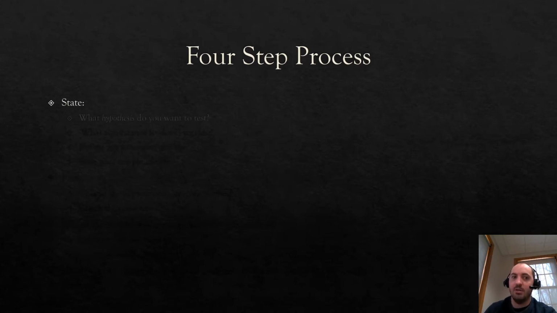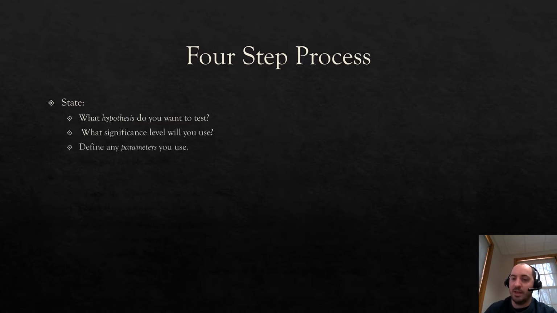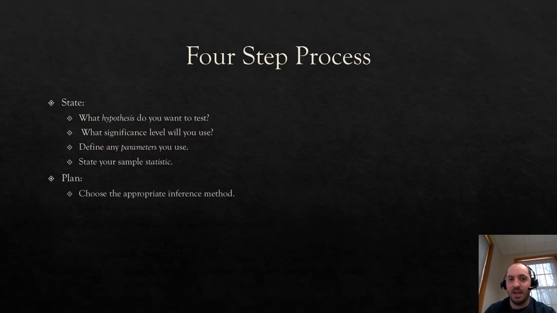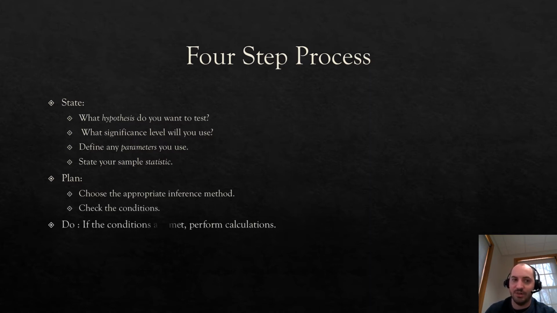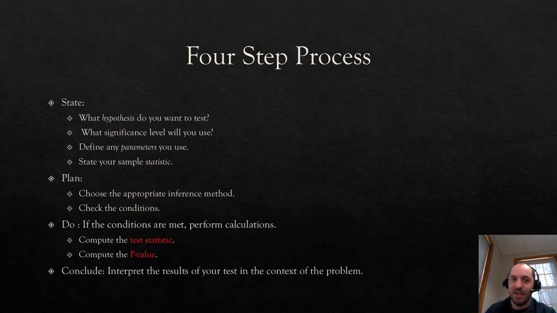In state, remember, you need your hypothesis, you need the significance level, any parameters you're going to use, as well as your sample statistic. In the plan phase, you need to state what inference method you are using, as well as check your conditions. The do phase, if your conditions are met, is where we perform our calculations, which are going to be computing a test statistic as well as finding your p-value. And then finally, you'll conclude, so you'll interpret your results within the context of your problem.